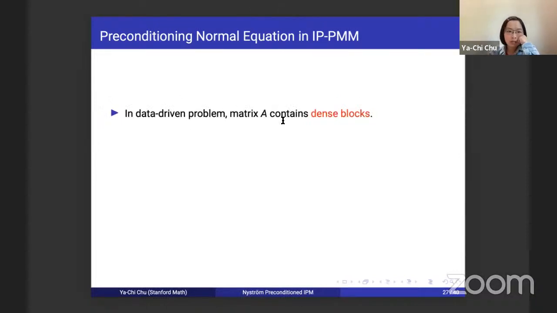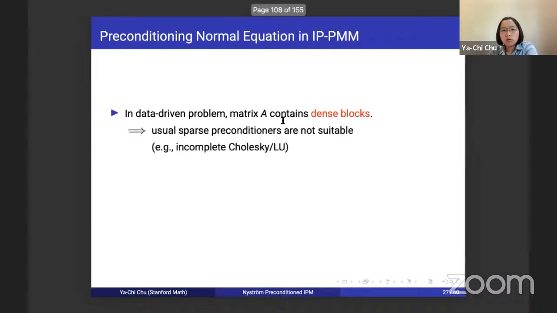Again, just want to remind us that for the data-driven problem, the matrix A usually has some dense block. So there are some usual sparse preconditioners in this context. Probably people will use incomplete Cholesky, but that is not suitable for this case, because A has dense block. Incomplete Cholesky basically means that you have a sparse matrix A, and you try to do the Cholesky factorization to this matrix, but you want to keep the Cholesky factor having the same sparsity as A. So you just ignore all the fill-ins when you do the Cholesky factorization.